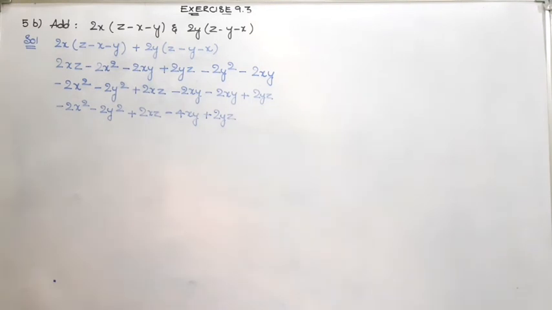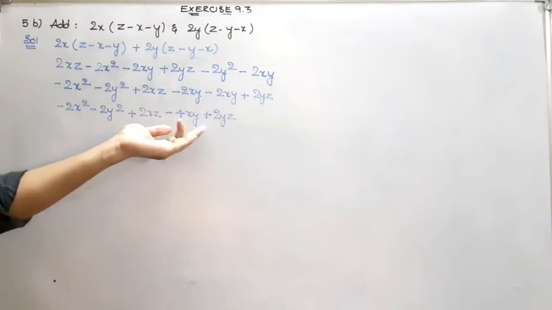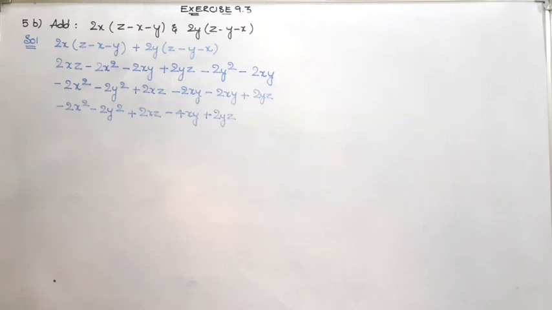So that's all children. As I told, xz we can write as zx, xy we can write as yx, yz we can write as zy, because under multiplication we don't carry any problem.